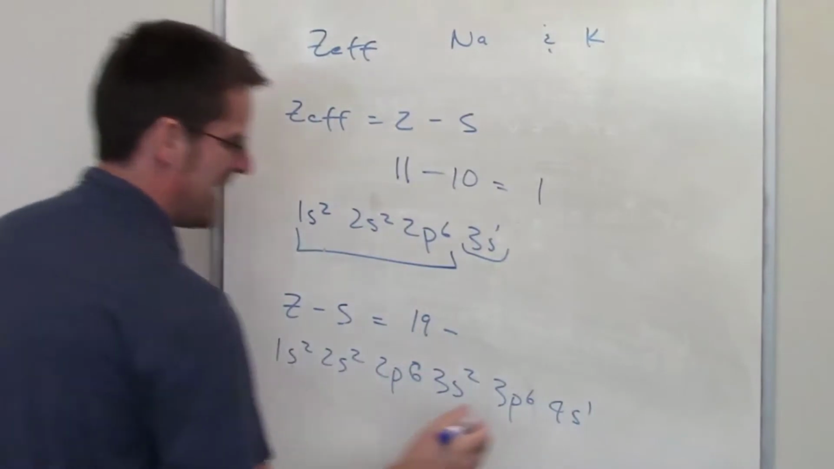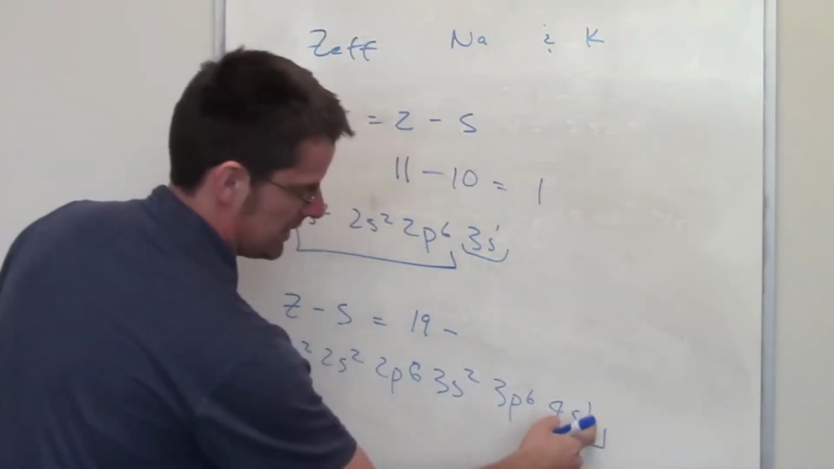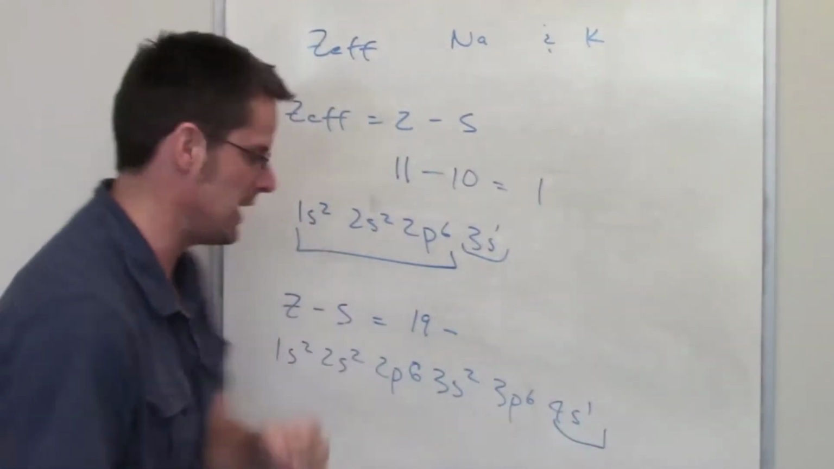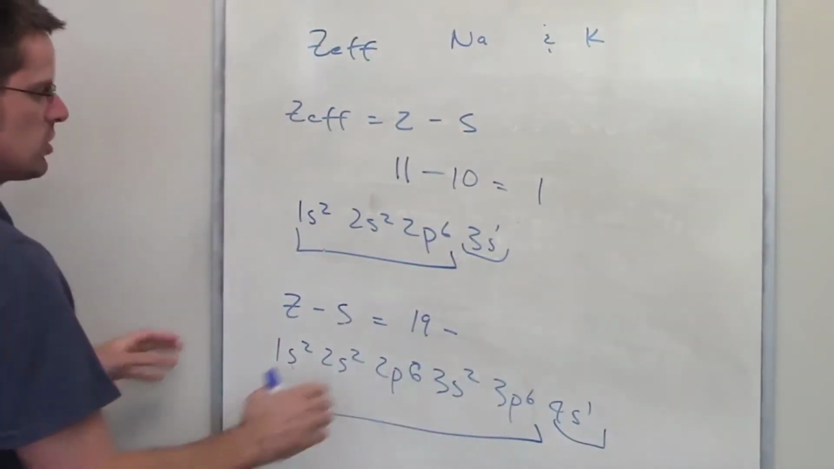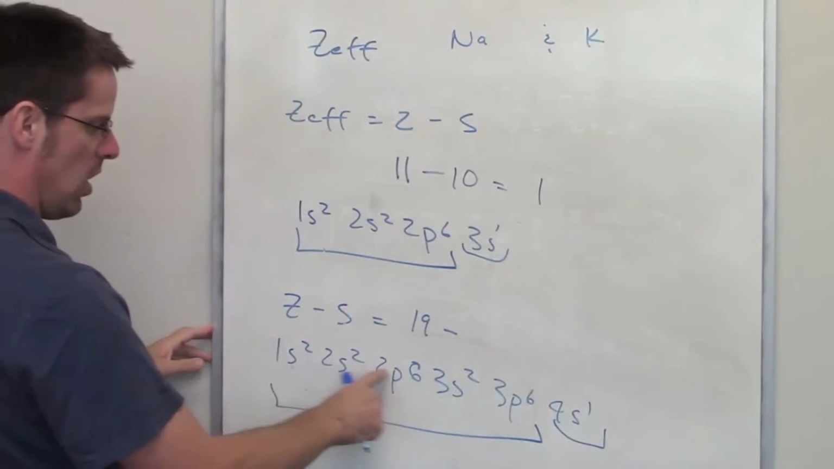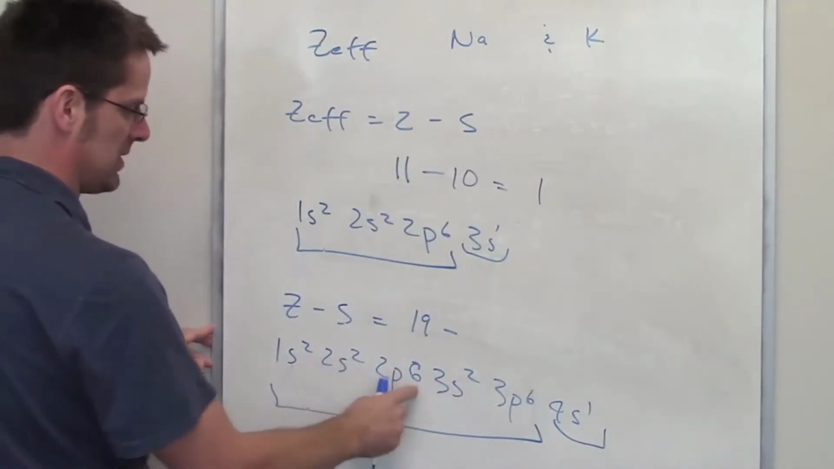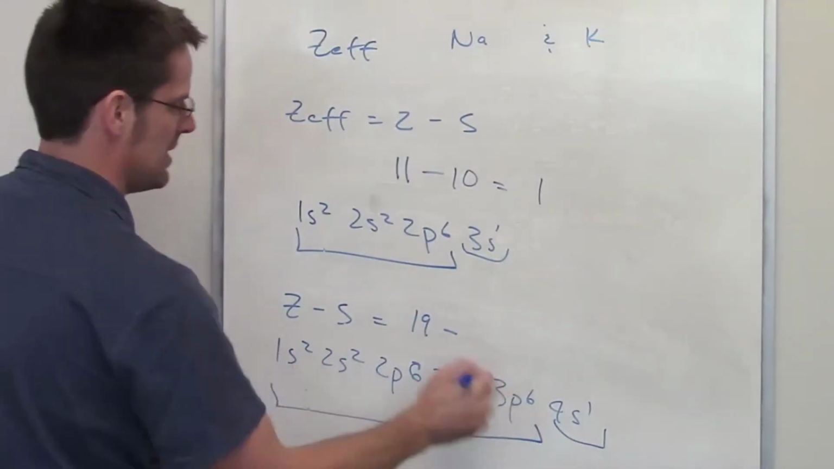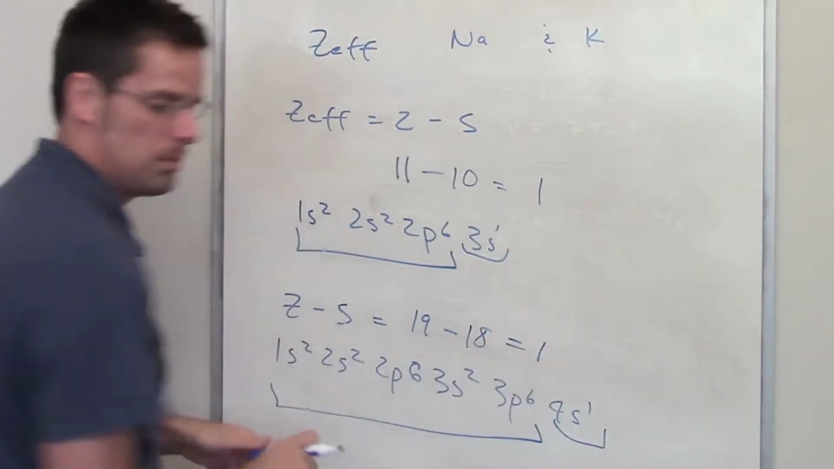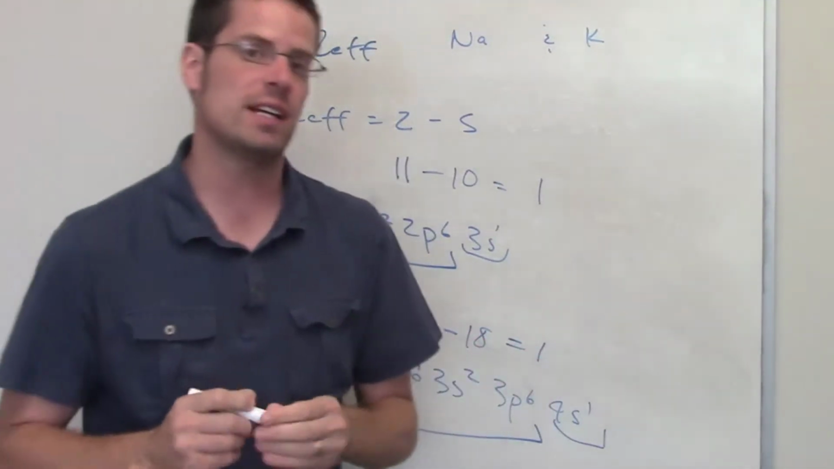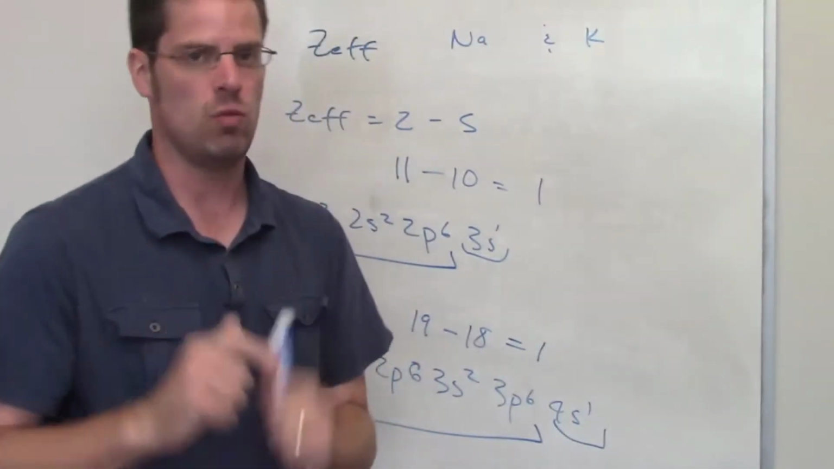In the case of potassium, this 4s electron, this one out here, is its outermost electron, while all of these are the inner shell electrons. So S is going to be equal to the sum of all of these electrons. So 2 plus 2 plus 6 is 10, plus 2 is 12, plus 6, 18. So 19 minus 18 is 1. So both of them have a Z effective, or effective nuclear charge, of 1.